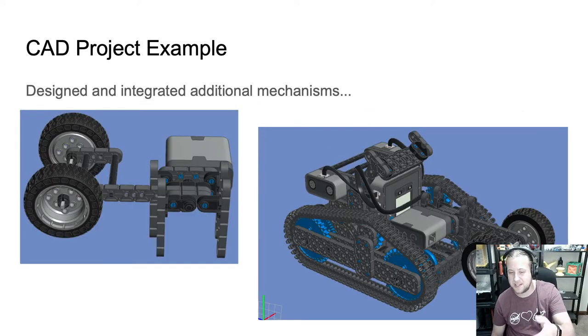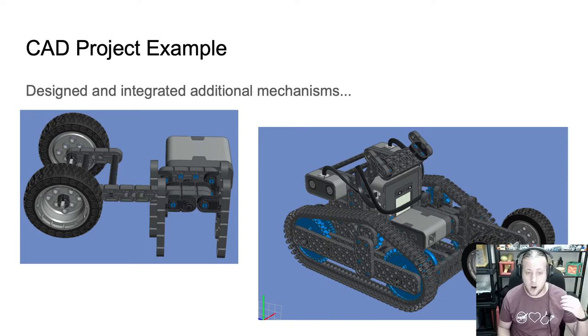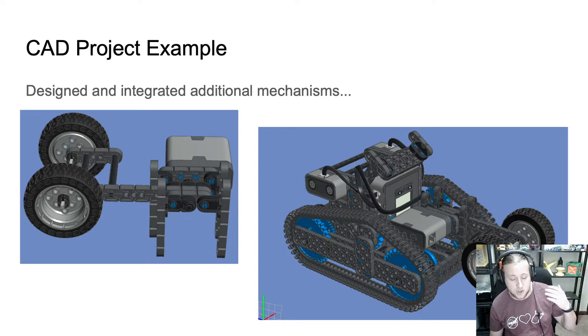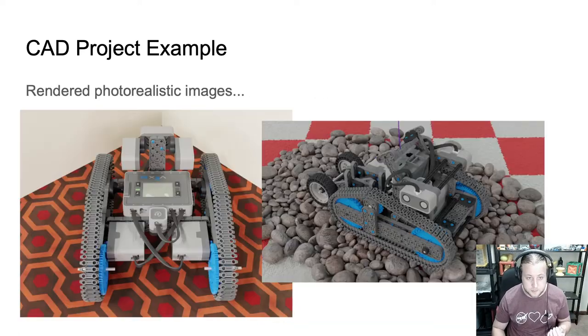This was like an anti-tip mechanism that went on the back of the robot. So we could do all this design work really conveniently in CAD. And then for our documentation of how this was built, we could use our CAD model to render photorealistic images, which ended up looking really cool and were a great selling point of our approach.